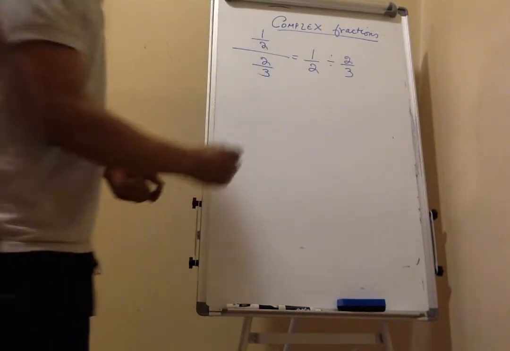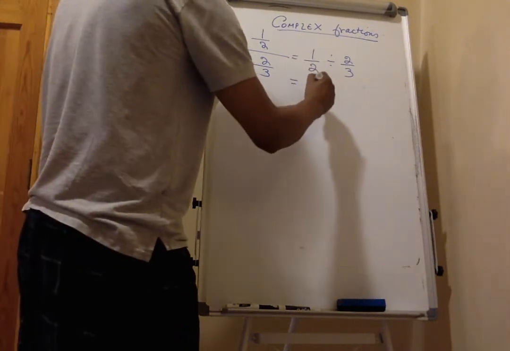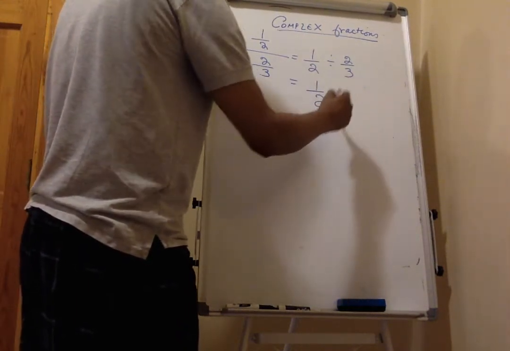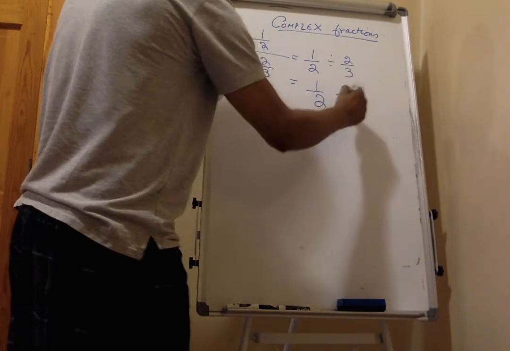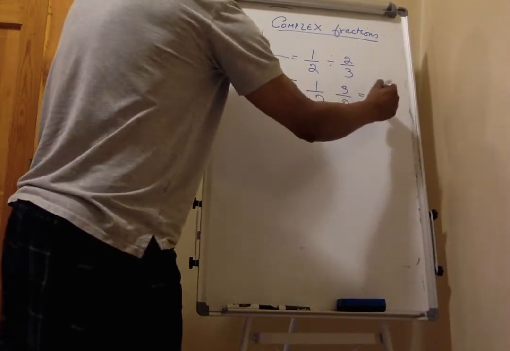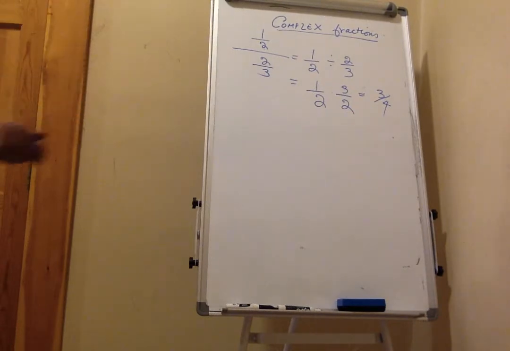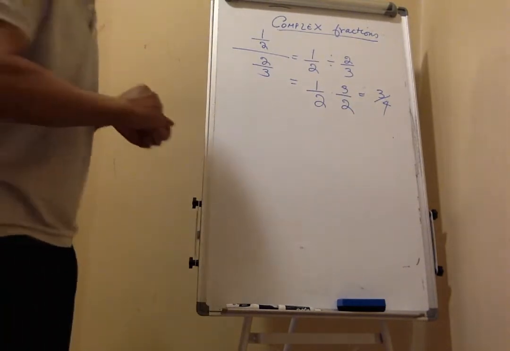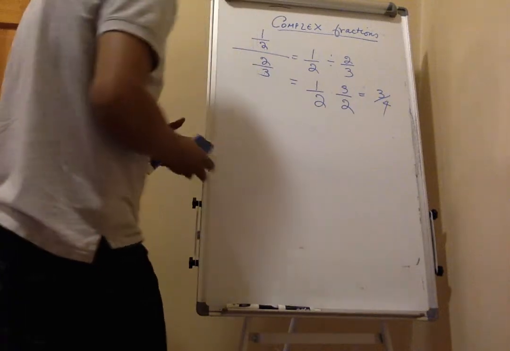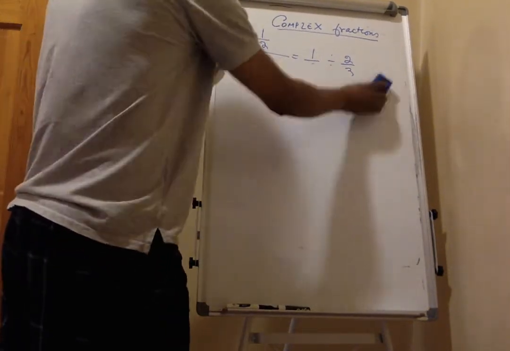And you know you have to change this into multiplication, so you're going to write the reciprocal of 2 over 3, which is 3 over 2. Then 1 over 2 divided by 2 over 3 is 3 over 4. So we are going to use this concept to talk about complex fractions in algebra.